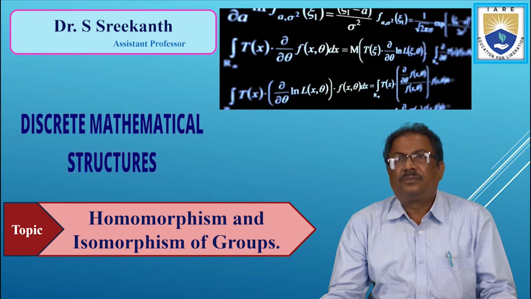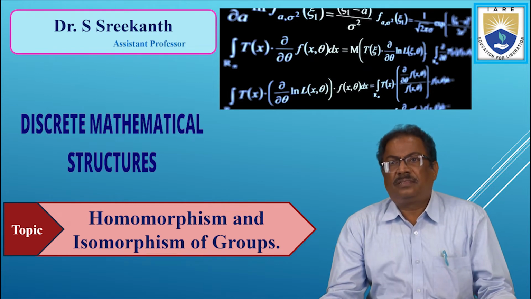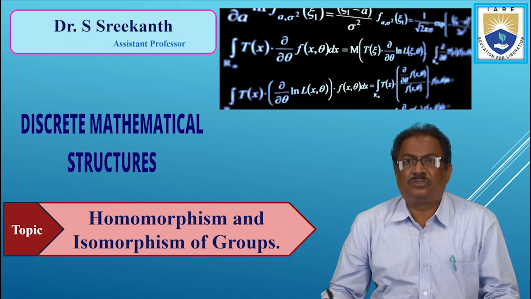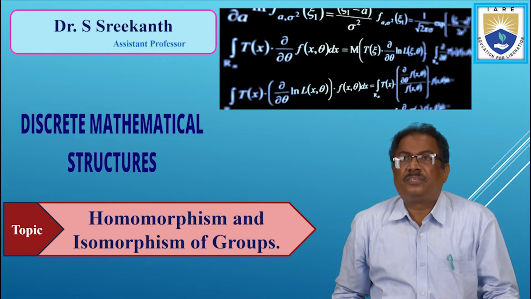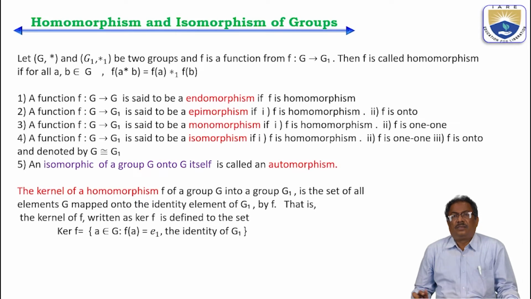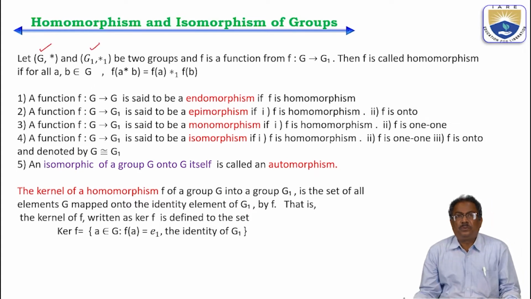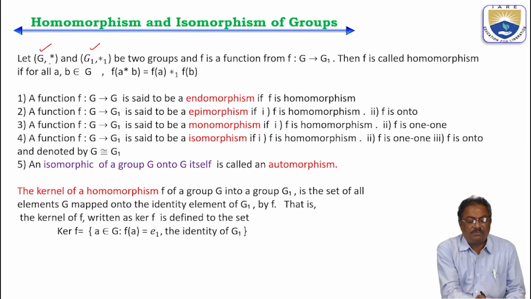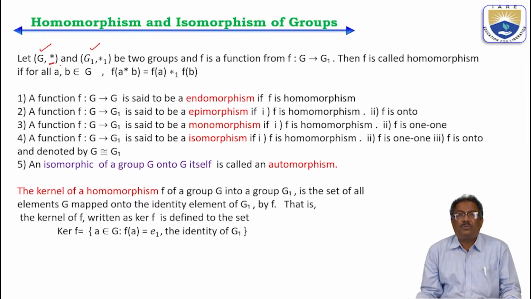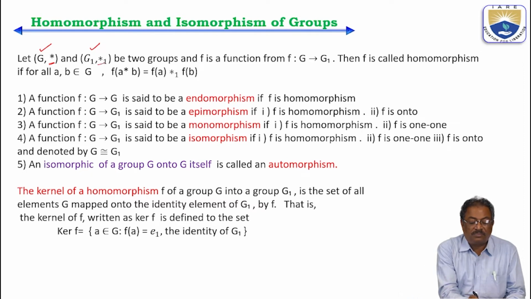This session, today we are going to discuss the homomorphism and isomorphism of algebraic structures. Let us go for what is the definition of homomorphism and isomorphism and others. Let us consider two groups, one is G and another is G1. G is a group under the binary operation star, and G1 is a group under the binary operation star 1.